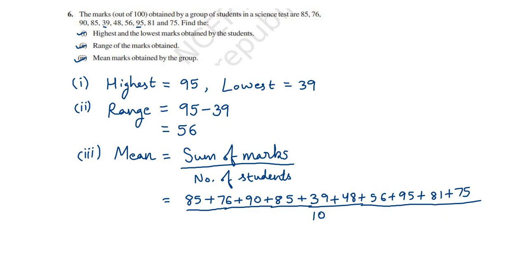So the sum of the numbers which are given in the numerator is 730. So we are dividing 730 with 10. 730 will be divided with 10 and you will get the answer as 73. So 73 is the mean marks obtained by this group of students. So this was the sixth question.